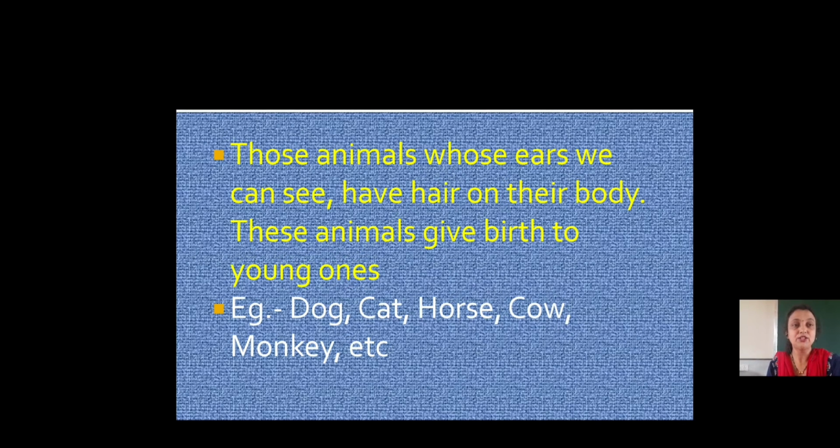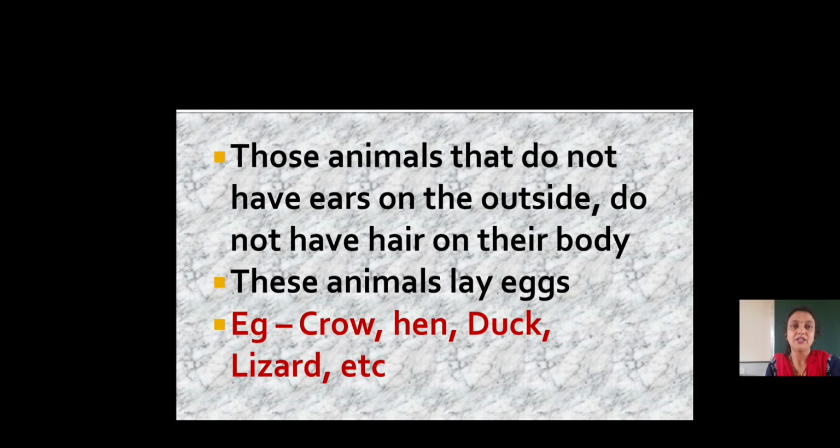Those animals whose ears we can see and have hair on their body, these animals give birth to the young ones. Example, dog, cat, horse, cow, monkey, etc. Now you can see your next slide.